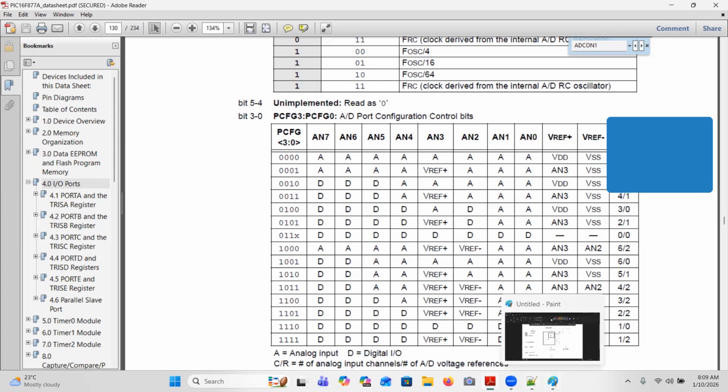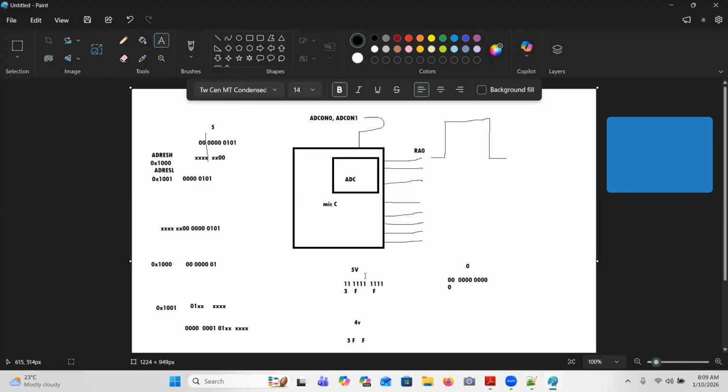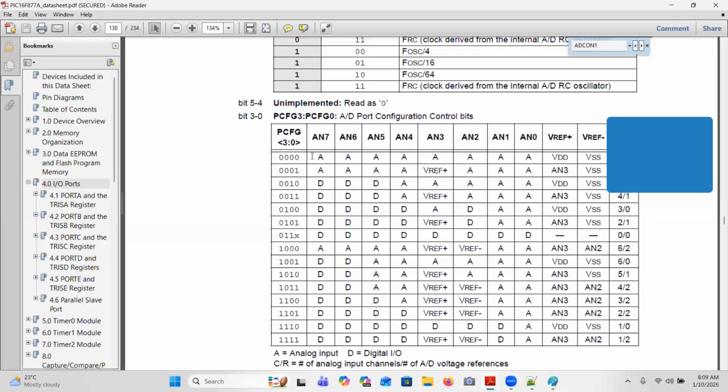Let me explain the thing here. I have not defined any V reference voltage in this first case right now. In this first case, I am not referring any V reference, so one of the pins will not be taken as V reference. Here it takes our microcontroller operating voltage as V reference when we set all these bits to 0.